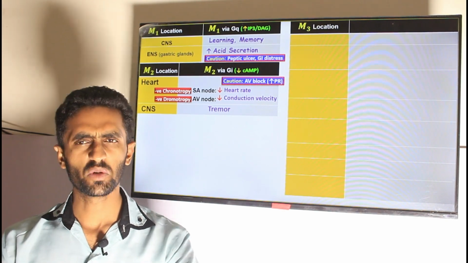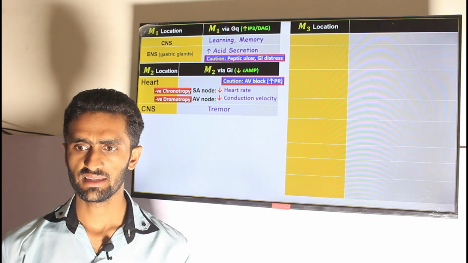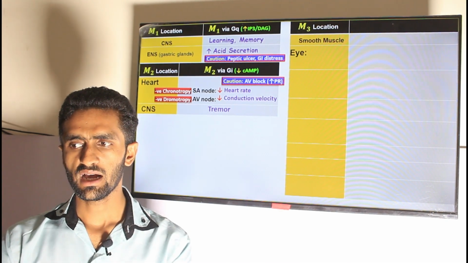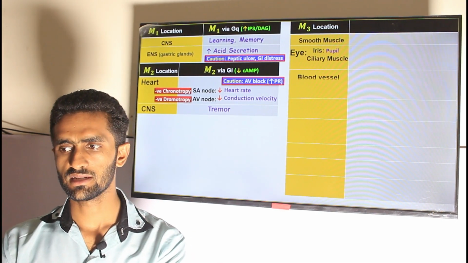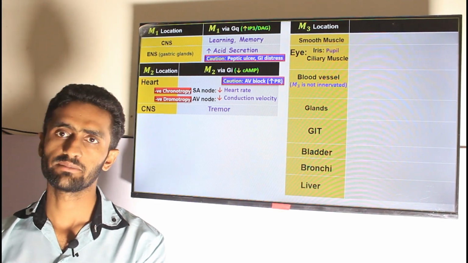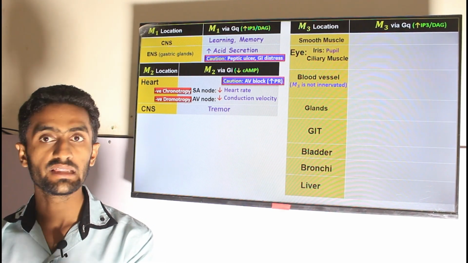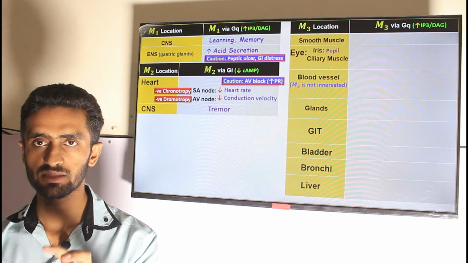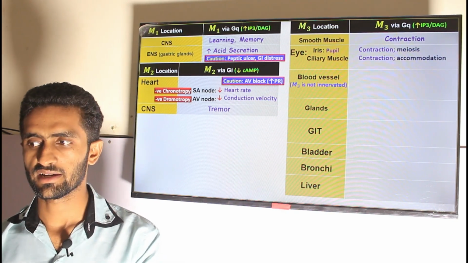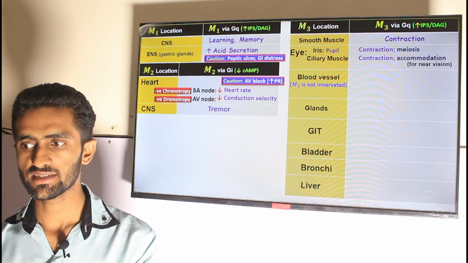Now M3, most of the other locations. Just imagine, in the heart M2, in the CNS and the ENS M1, the other locations M3. You see the smooth muscle, eye, iris, ciliary muscle, blood vessel, glands, GIT, bladder, bronchi, liver: M3. Okay, so their mechanism is Gq, meaning they increase the calcium level. As the calcium level increases, smooth muscle causes what? Contraction. Eye contraction causes miosis, and the contraction of accommodation for the parasympathetic nerve region. Okay, blood vessel, you know better.